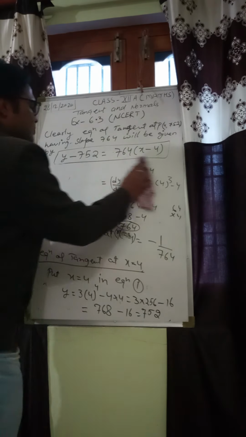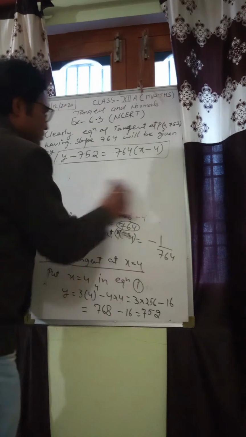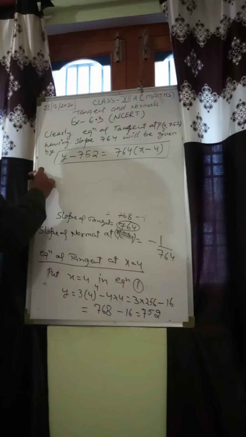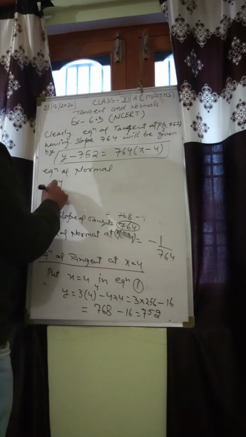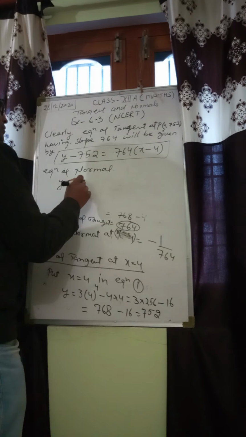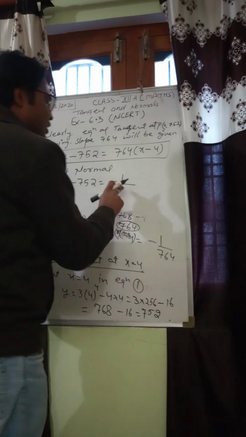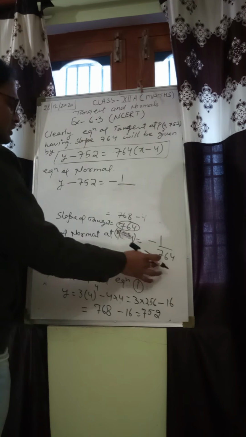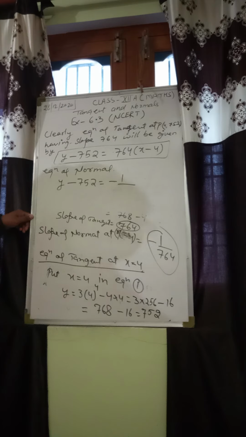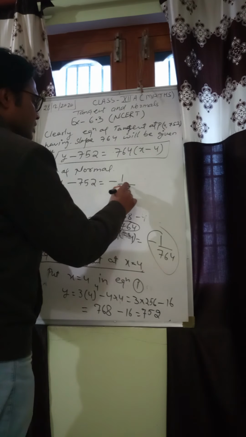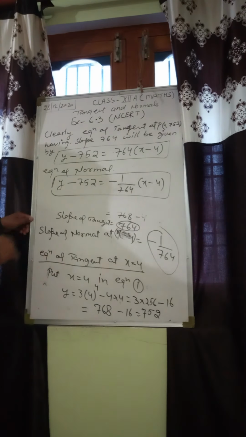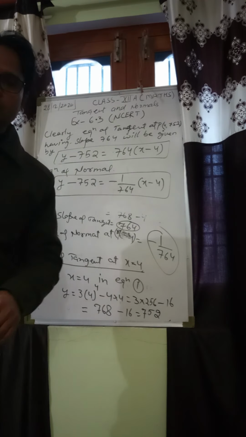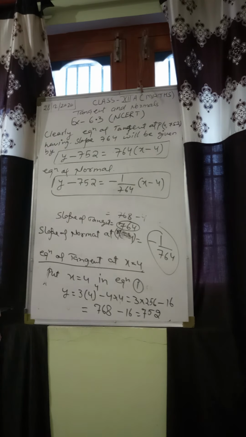And if someone asks you for the equation of normal, from here we can easily find the equation of normal also. The equation of normal will be y minus this y1, 752, is equal to minus 1 upon dy by dx, that is 764. This one is the slope of the normal, so minus 1 by 764 times x minus x1, 4. Solve this and put it in standard form, and that will be the equation of normal. Got it? So now I am going to solve its next question.